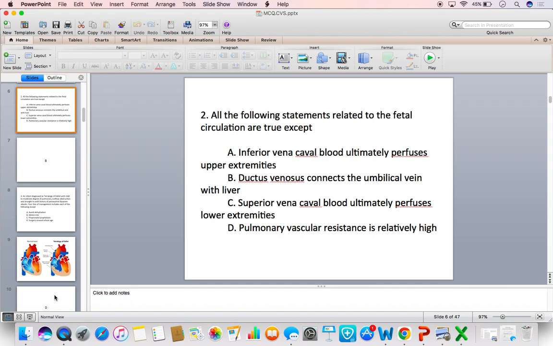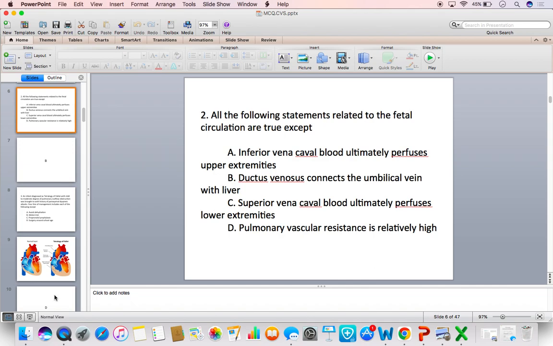But with regard to the fetal circulation, this point is correct. So all the statements are true except what? Ductus venosus connects the umbilical vein with liver. Is this statement true or false? As I told you, umbilical vein is connected with the inferior vena cava through ductus venosus. That means ductus venosus connects the umbilical vein with the inferior vena cava, not with the liver. So this is the right answer.